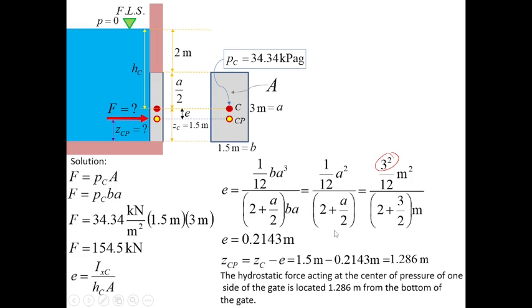So the hydrostatic force acting at the center of pressure of one side of the gate is located 1.286 meter from the bottom of the gate. So that is our answer. I hope you get it. So we can now proceed with our next problem.